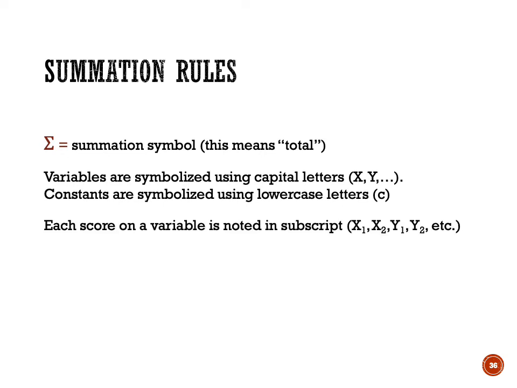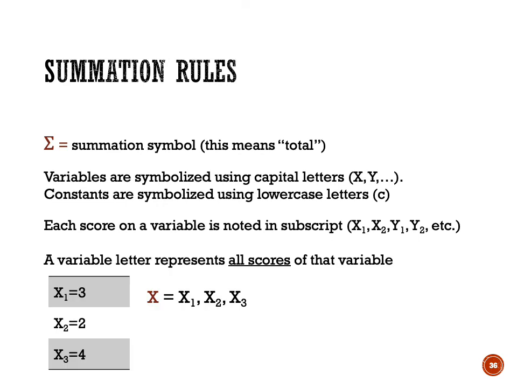Each score on a variable is going to be noted in subscripts. So X subscript 1, or X sub 1, or X1, represents the first data point for X, and then X sub 2 is the next data point, and so on and so on. When you see a variable letter, that letter is going to represent all of the scores or data points for that variable. So for example, here's some data in this little chart to the bottom left of the screen.